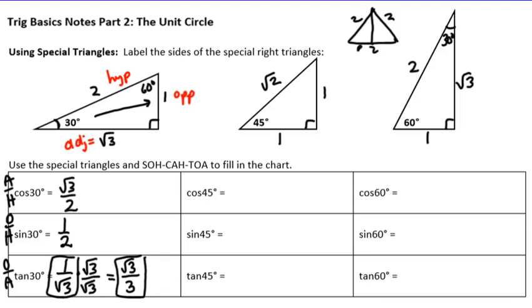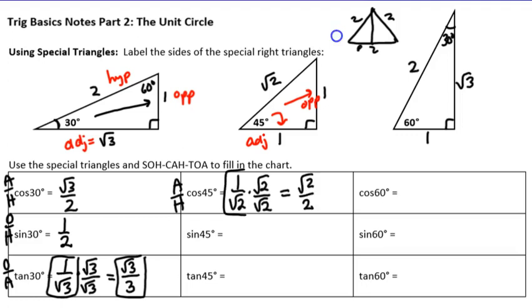Now let's move on to 45. Remember, adjacent over hypotenuse for cosine. So when we look at the adjacent side, it is 1, and the opposite side is also 1. So the hypotenuse then is the square root of 2, so we have 1 over the square root of 2. If we multiply numerator and denominator by square root of 2, then we could also write this as square root of 2 over 2. So 1 over square root of 2 or the square root of 2 over 2.